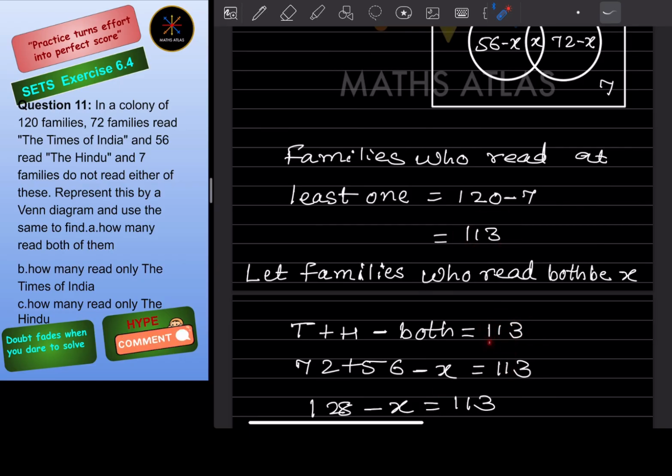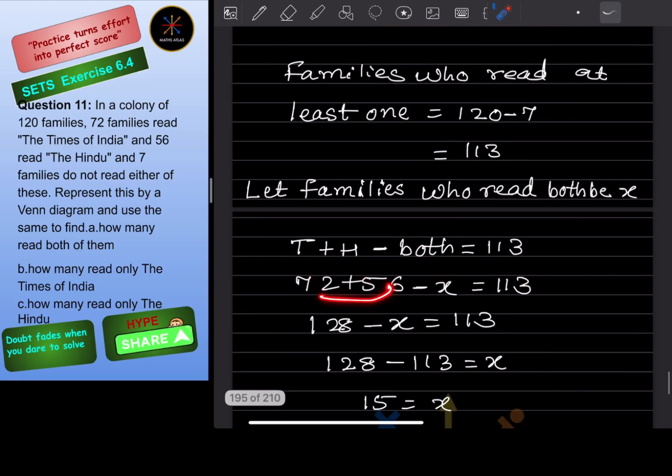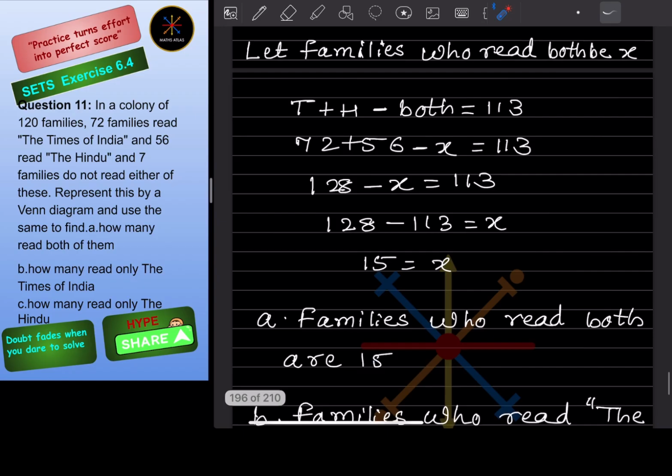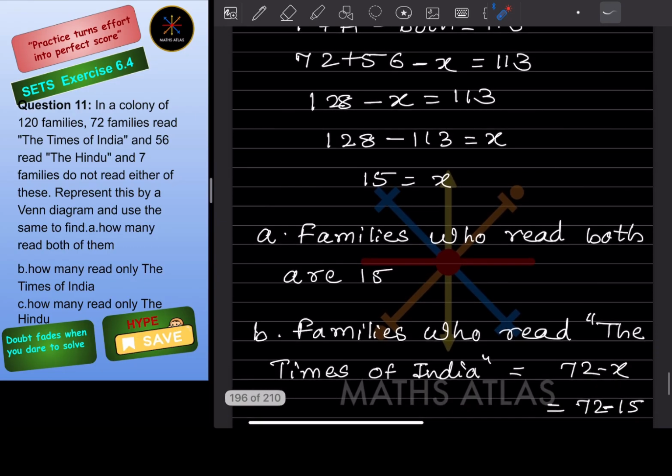So here it will be 72 plus 56 minus X is 113. So 128 minus X is 113. If you bring this to the other side, it will be 128 minus 113, and this will be positive X. So X will be 15. Now we can see how many read both of them. Families who read both of them are 15.